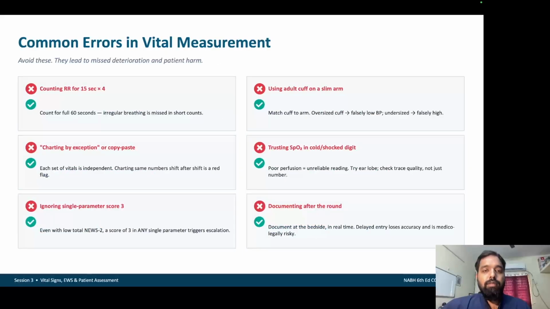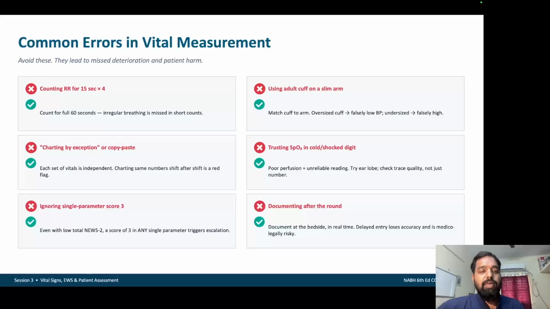The common errors in vital measurement. Avoid these errors that are being made in ICU on a regular basis. Counting the respiratory rate for only 15 seconds and multiplying it by 4: in case of irregular breathing, you may miss some rapid or slow breaths if you count for a very short period of time. Count for a whole 60 seconds.